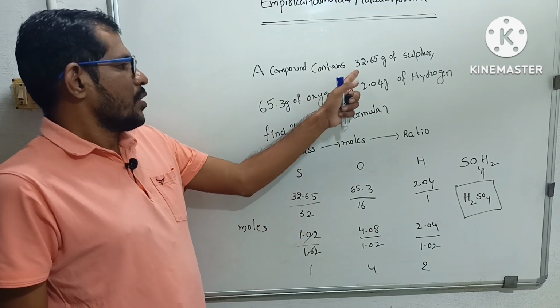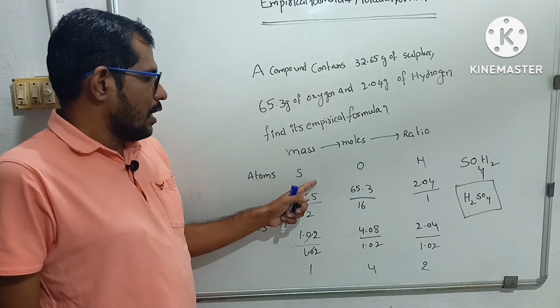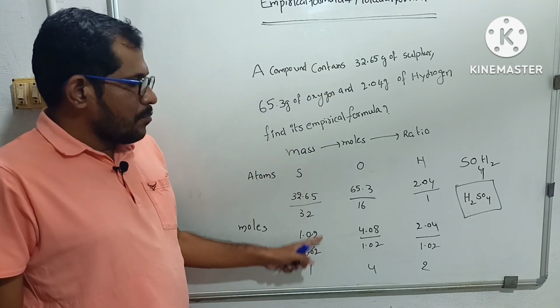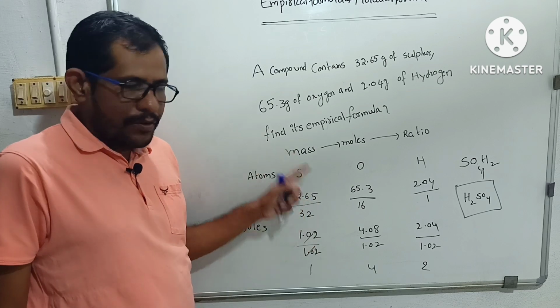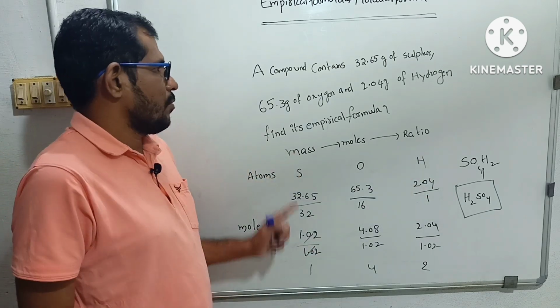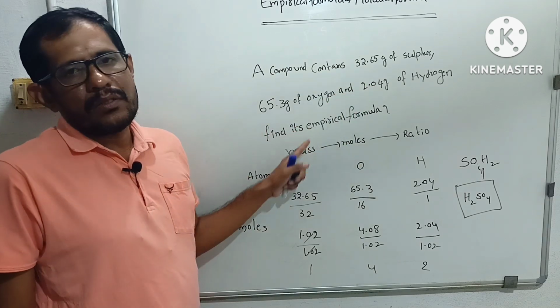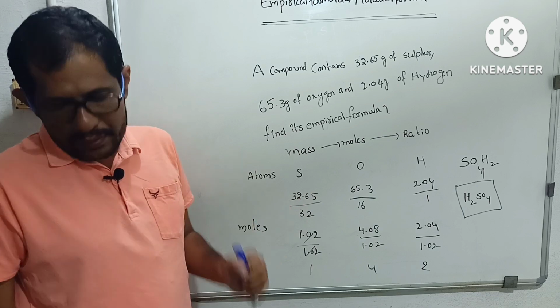First convert the mass into the moles. And then find the simplest whole number ratio. After finding the simplest whole number ratio, write the empirical formula. In such a way, we can calculate the empirical formula when the masses of the compounds are given.